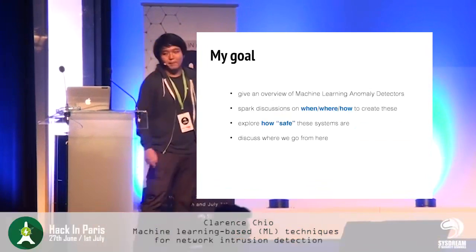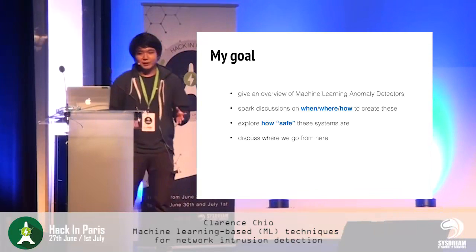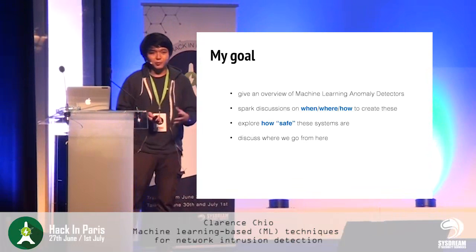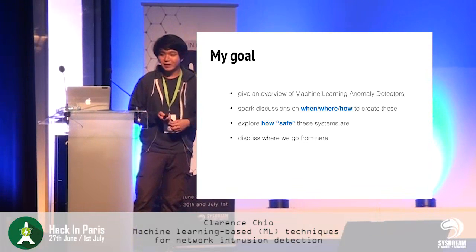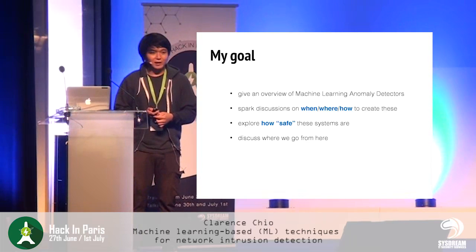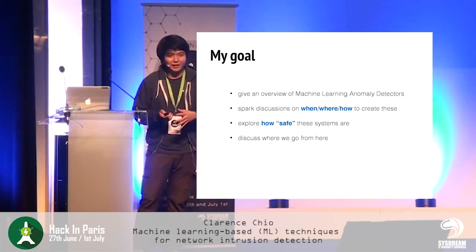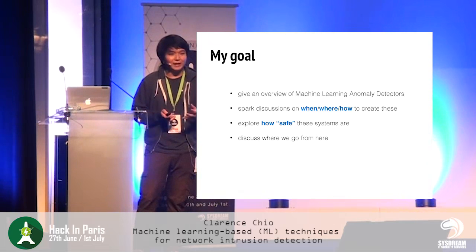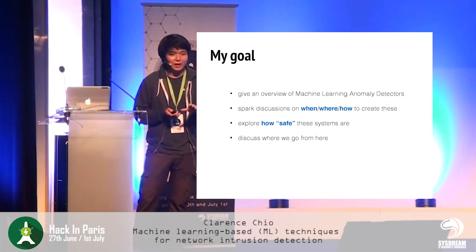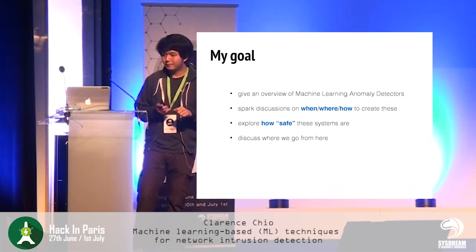So today what I'll be mainly doing is to give an overview of machine learning anomaly detection, to spark discussion on when, where, and how to create these and how to use this in a security context, and explore how safe these systems are. And then we can discuss where to go from here. The goal is not to tell you what to implement or to give a very deep technical dive into the statistics behind all of this, because there are so many resources online for that. But my research is mainly focused around using this in security and what concerns there might be.